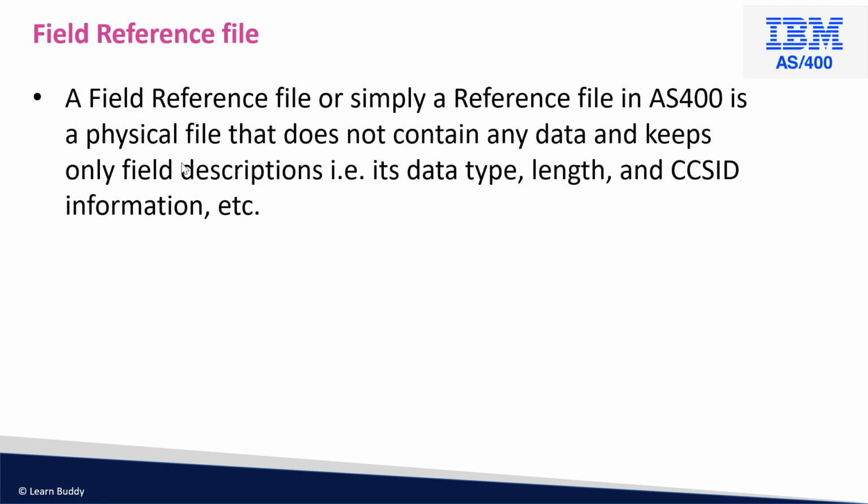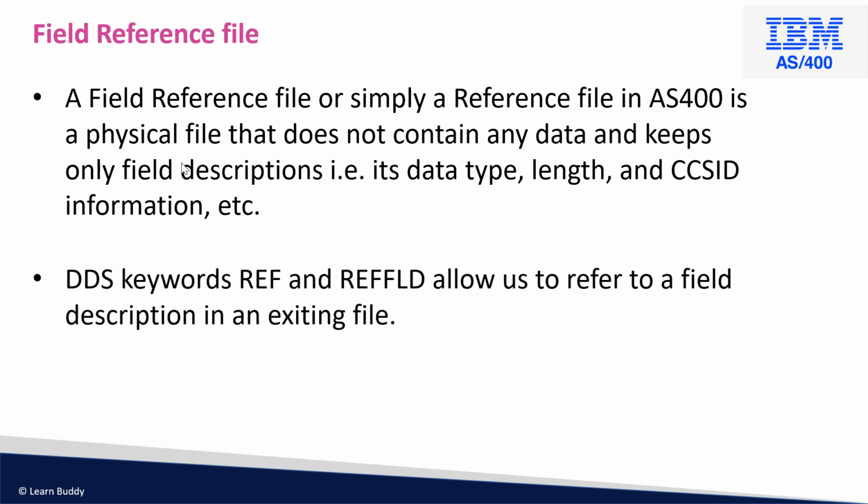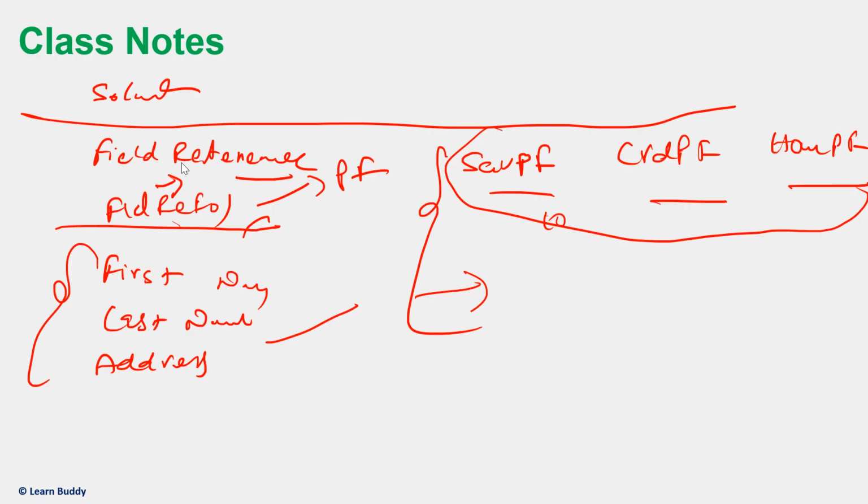For the field reference file: a field reference file, or simply reference file, in the AS400 is a physical file that does not contain any data and keeps only the field description, that is the data type, length, and the information called text. And the DDS keywords, how can you refer? We have a file level keyword called REF and a field level keyword called REFFLD. By using these two keywords you can refer to the field from that file.